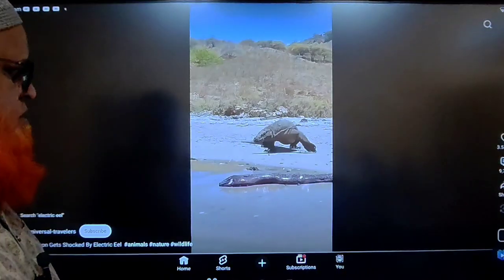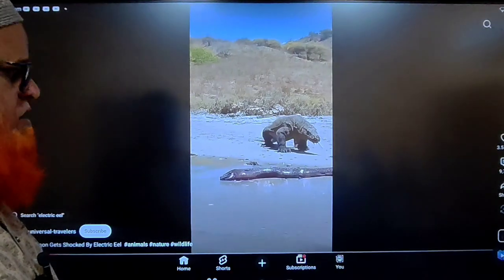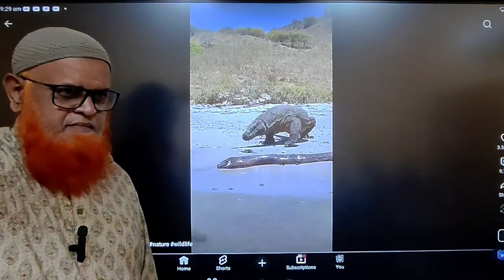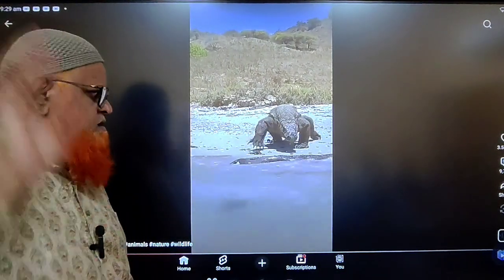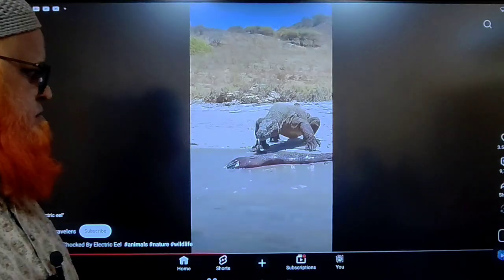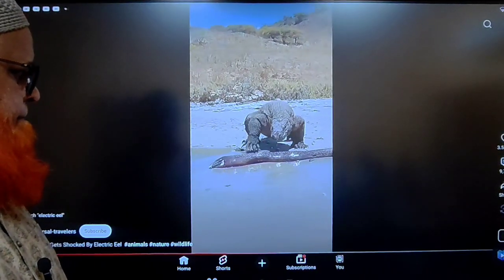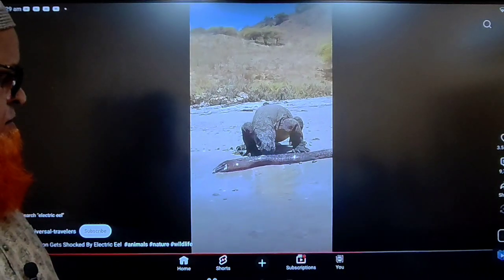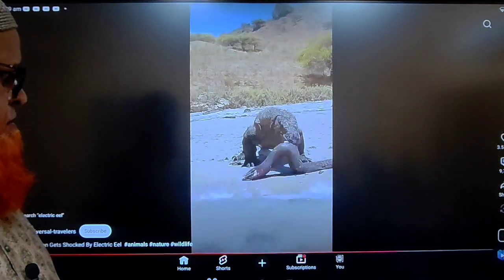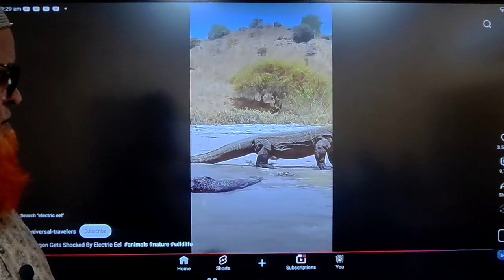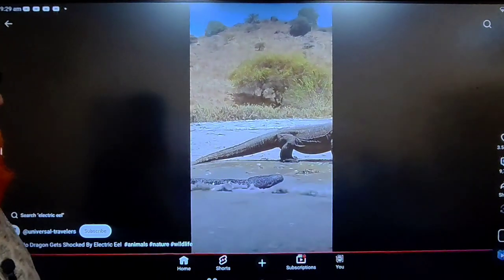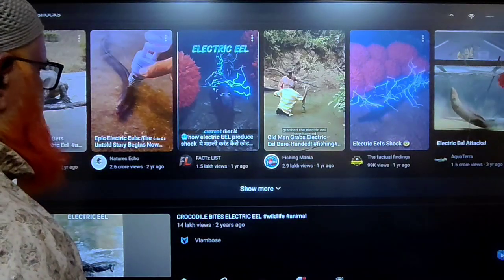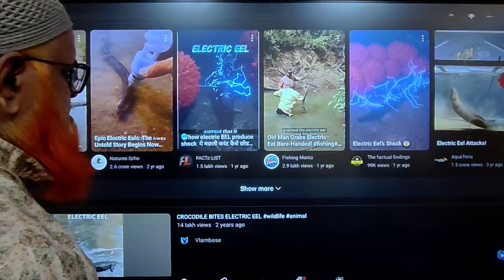You just see even Komodo dragon also cannot hold the shocks. Very powerful shock. It is just like holding your main wire of your. So there are many examples where human beings also have died because of this. Okay.